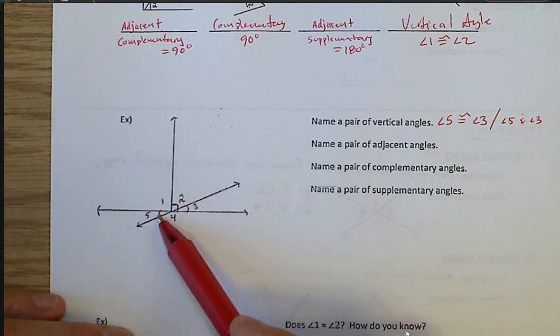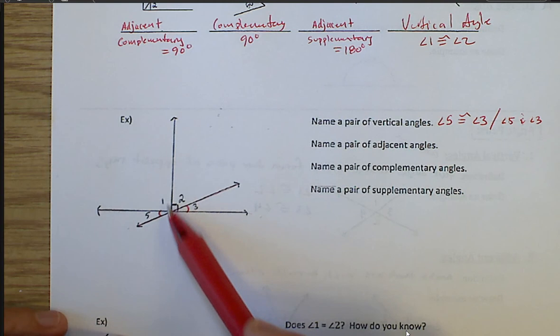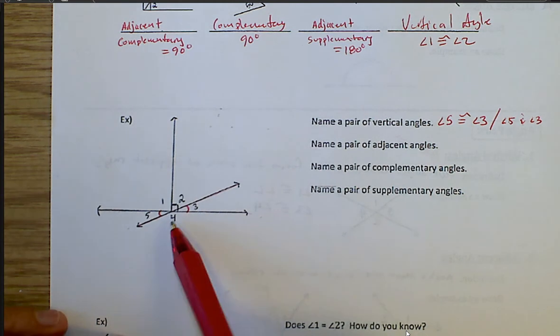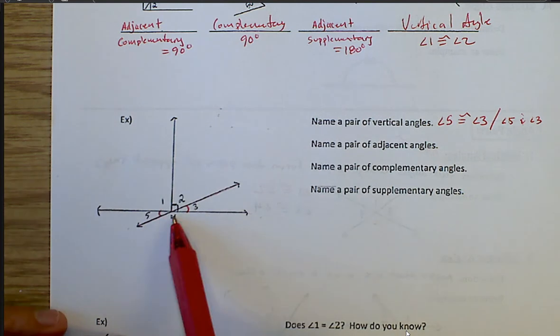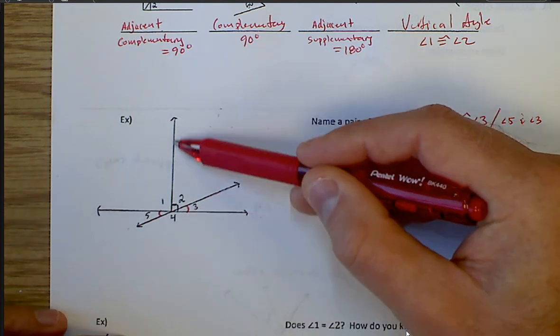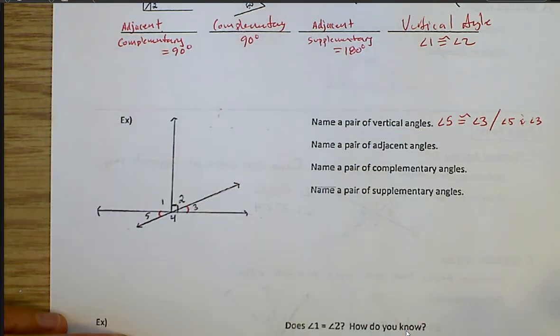2 and 5, people will tell me 4 and 1. A lot of people say 4 and 1. But if you look at how 4 is formed by this line and this line here, 1 is formed again by this ray, which doesn't even come through. So 1 and 4 are not vertical angles because it's not 2 straight lines.